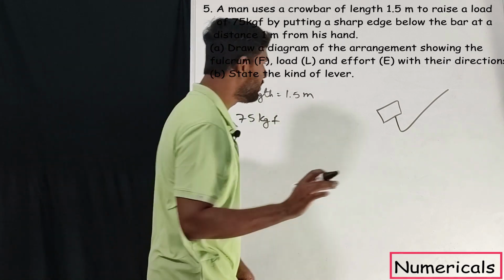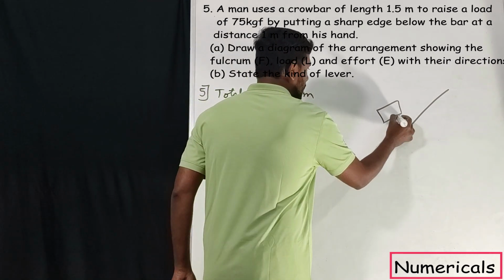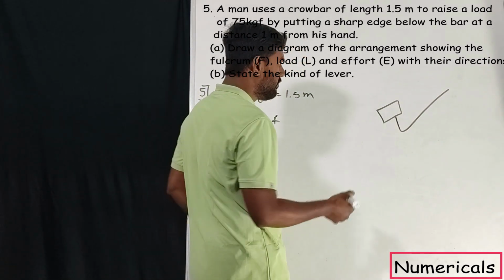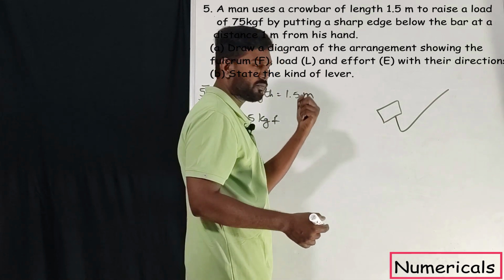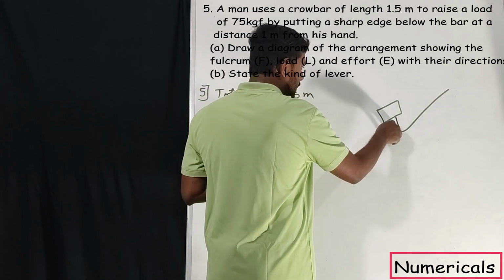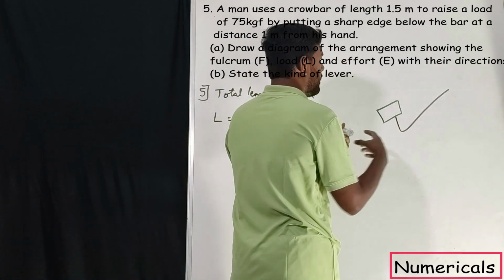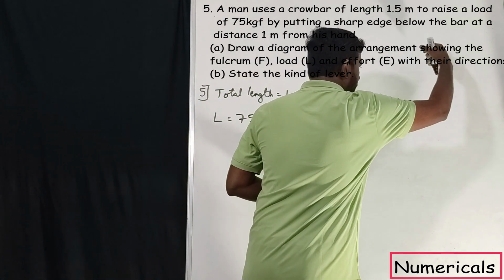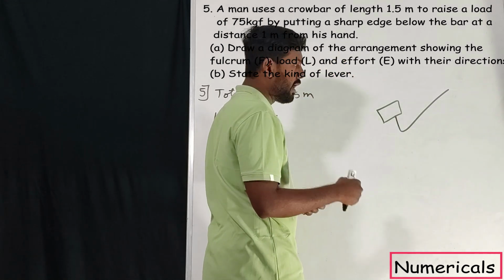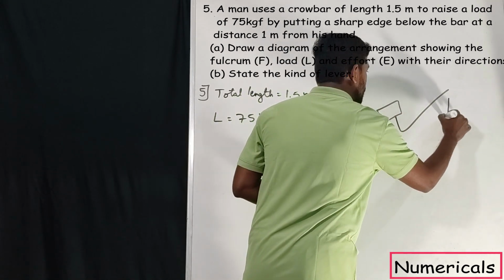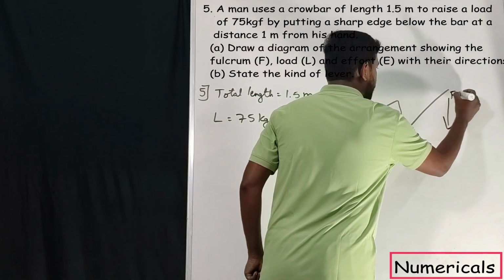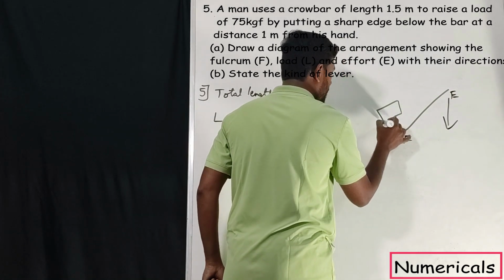Okay, listen. First you need to understand what a crowbar is. See, a crowbar is a simple machine that we use to lift a load. We'll put it below the load and use it like this, applying an effort. I will hold it here and push it downwards. So this is called effort, this is called fulcrum, and this is called load.